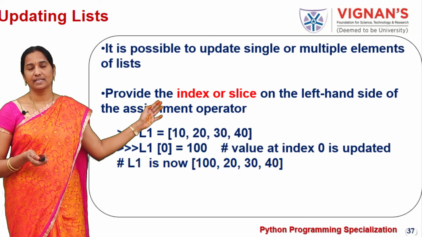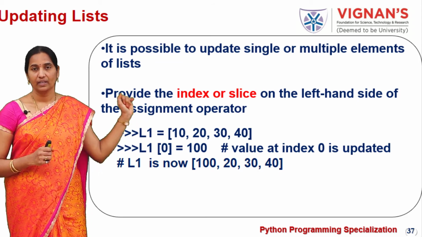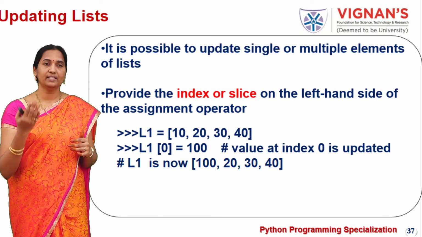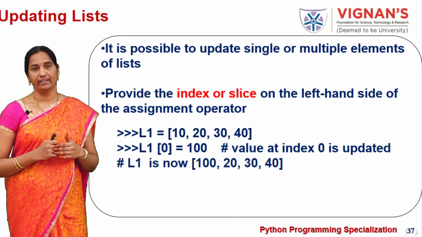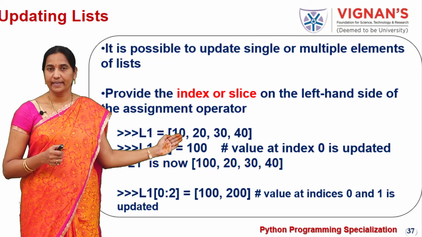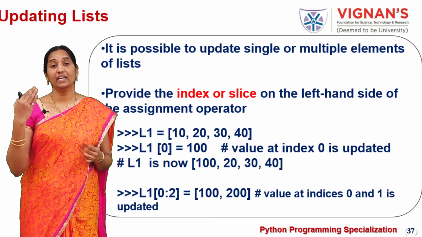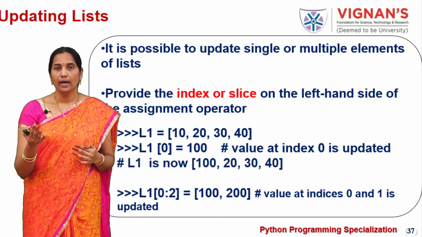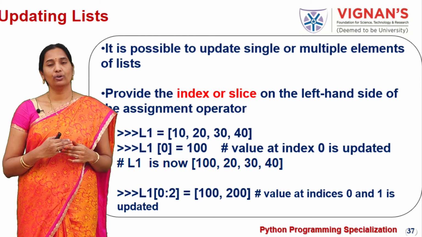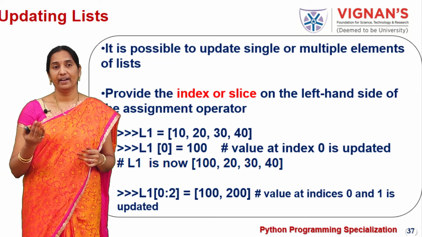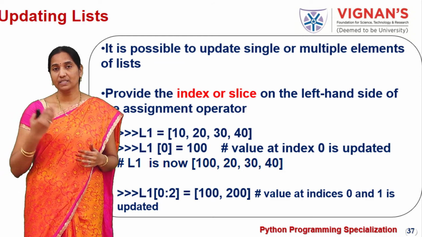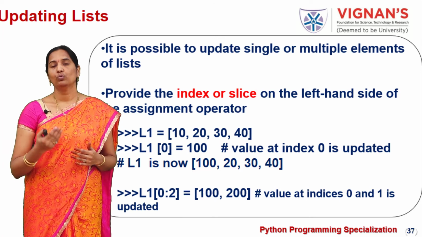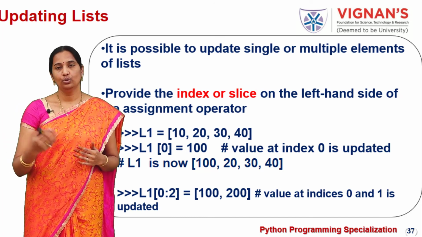Here, if you observe this example, L1[0] = 100, I am using the index operator to update the element at index 0 with the value 100. Moreover, the slicing operator can be used to update multiple elements of a list, L1[0:2]. Here we update the elements at indices 0 and 1 with the values 100 and 200. As a result, the elements of the list L1 at positions 0 and 1 are updated with the values 100 and 200.